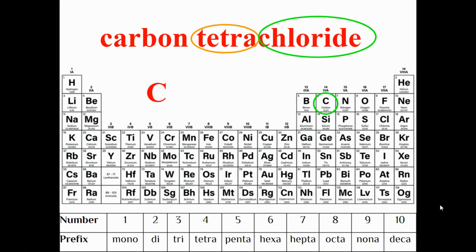Looking at our periodic table, we can see that chloride looks a lot like chlorine, and that's what it is. It's chlorine. We just changed it to chloride. So the symbol Cl, and then tetra on our prefix chart is for 4, so we're going to write a little 4 after that Cl.